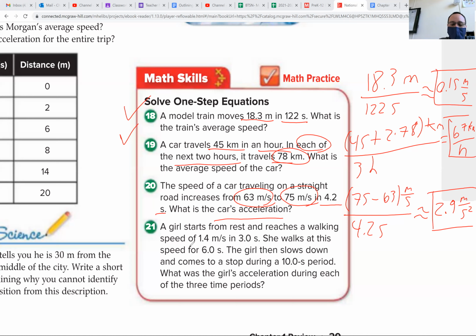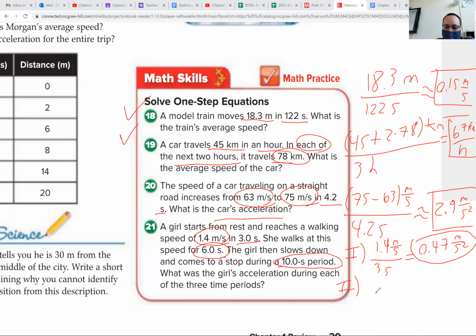A girl starts from rest and reaches a walking speed of 1.4 meters per second in 3 seconds. She walks at this speed for 6 seconds and then slows down and comes to a stop during a 10-second period. What was the girl's acceleration during each of the 3 time periods? Okay, period 1, you've got 1.4 meters per second divided by 3 seconds, which equals, right? That's gonna be 0.47 meters per second squared, okay? That's the first one.